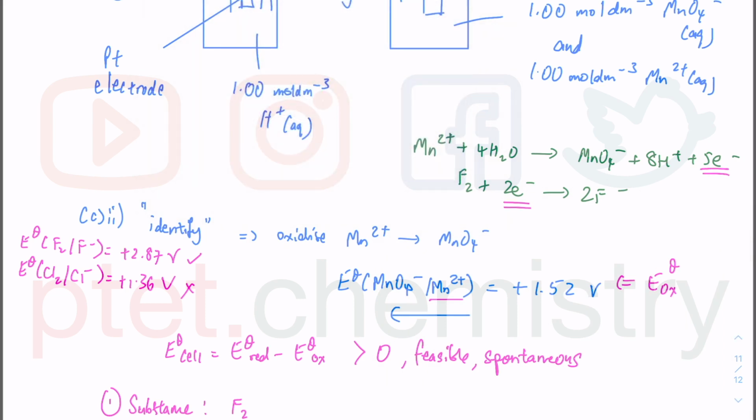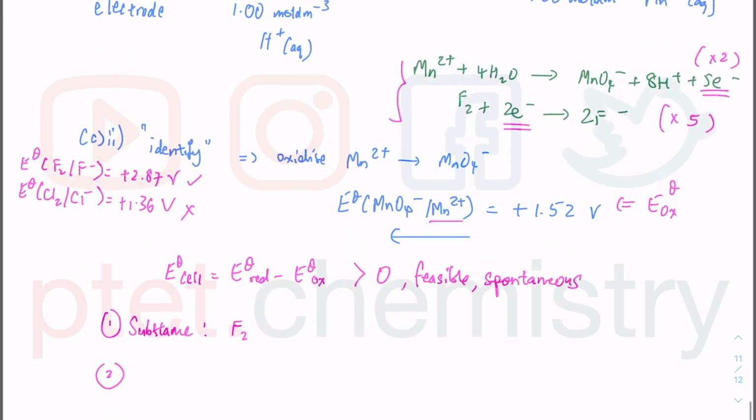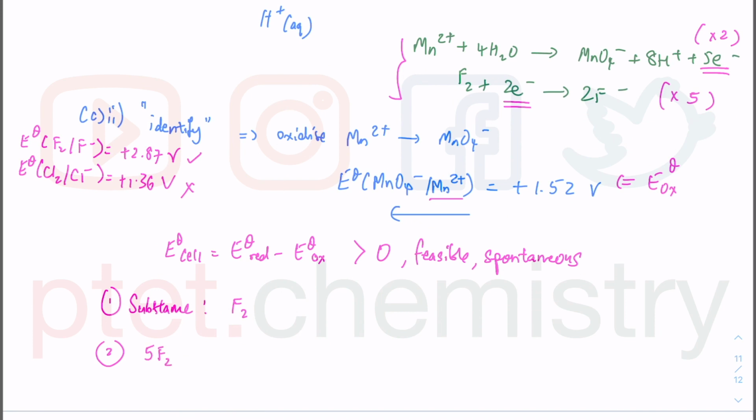We have to cancel out the electrons in order to combine them. So we multiply this by 2, not just the electrons, but the whole equation by 2. And we multiply this by 5, and then the 10 electrons on the left will cancel out the 10 electrons on the right, and you add up everything on the left equal to everything on the right hand side. So your overall equation is going to look like 5F2 plus 2Mn2 plus 8H2O, giving you 10F minus plus 2MnO4 minus plus 16H plus, and there's nothing on the left and on the right that can further cancel out. So this is going to be the overall equation.